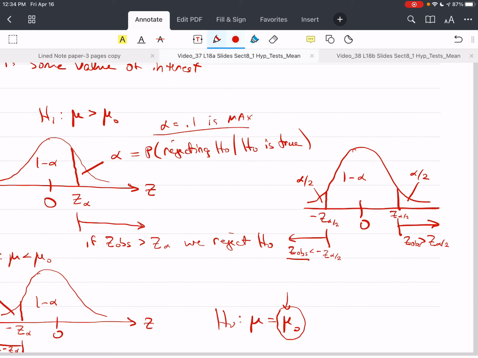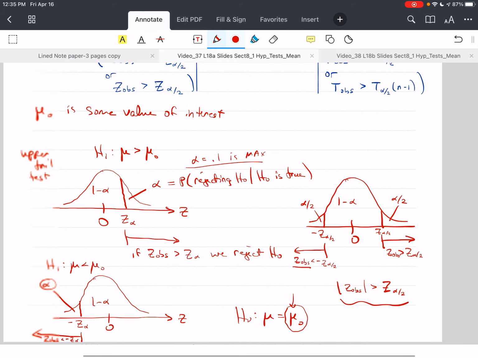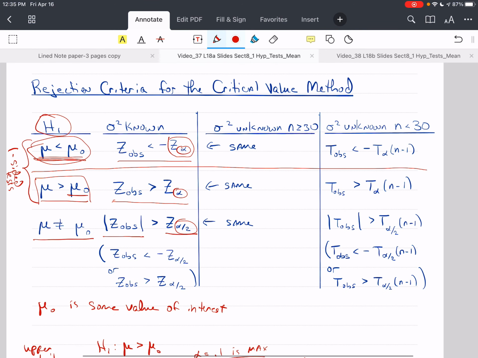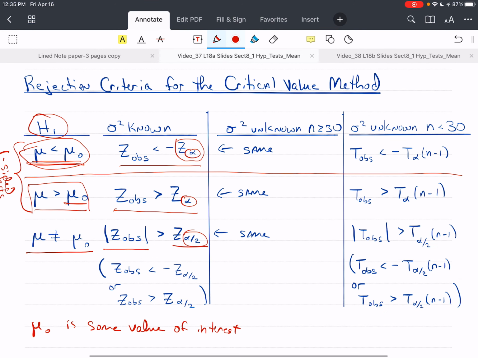Okay? So the other way of testing this is that the absolute value of z observed is greater than z sub alpha over 2. That's the other criteria. So you just take the absolute value of z observed. If it's greater than z sub alpha over 2, then you reject the null. Okay? So that's the way to do it in one step. So that is how we determined these rejection regions or rejection criteria for the test.